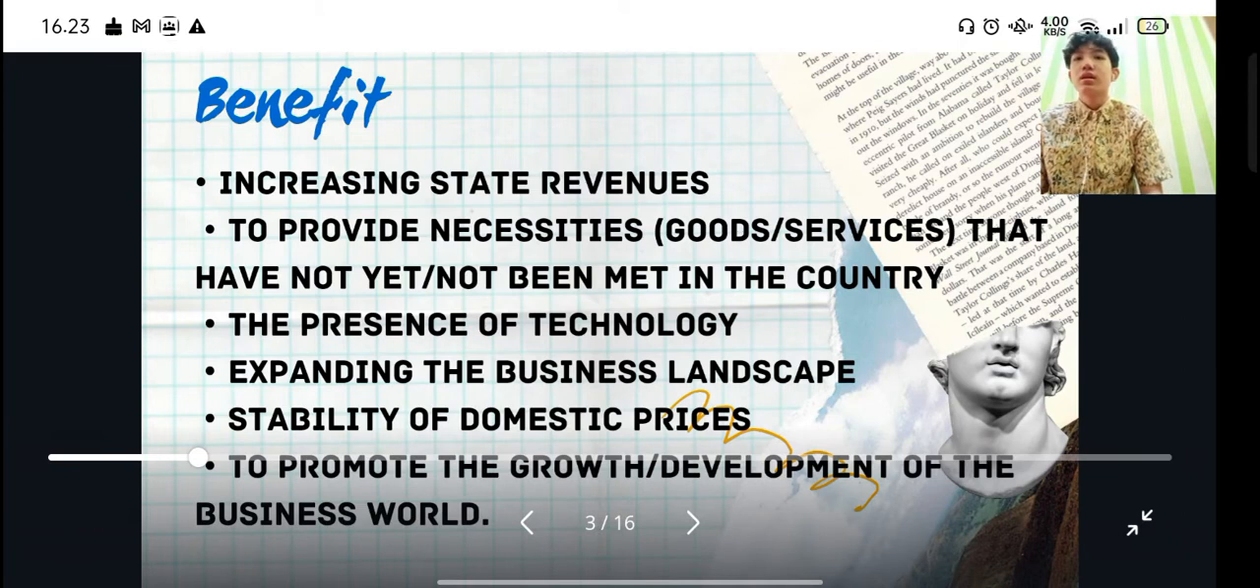Benefit. The benefit of international trade is increasing state revenues, to provide necessities, goods or services that have not yet been met in the country, the presence of technology, expanding the business landscape, stability of domestic prices, and to promote the growth or development of the business world.